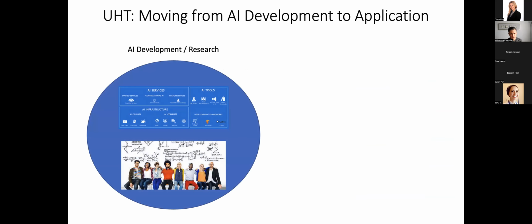So what did we do? We set up this group. First of all, we needed to fix our data environment, because in most hospitals, the data environment is not very good. At St. Michael's alone, we have over 50 different source systems that don't talk to each other. So we spent several years developing a proper data environment to enable AI.